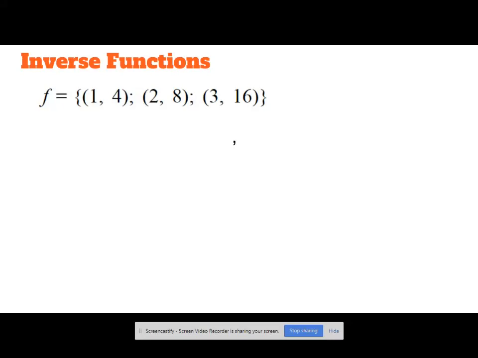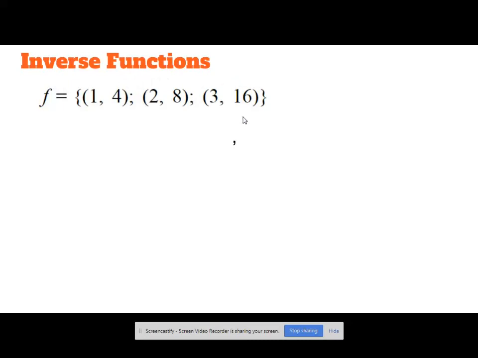So what we can do to create an inverse function, to create a function that undoes the other one, so to speak, is by simply switching or flip-flopping the domain and the range. So remember, the domain are all the input values. 1, 2, and 3 are the domain values of this function. The range values are 4, 8, and 16.